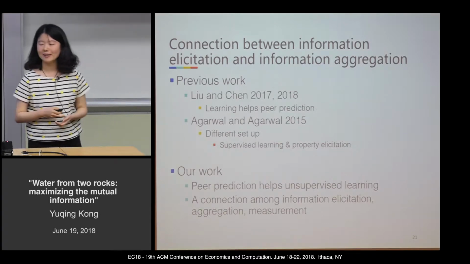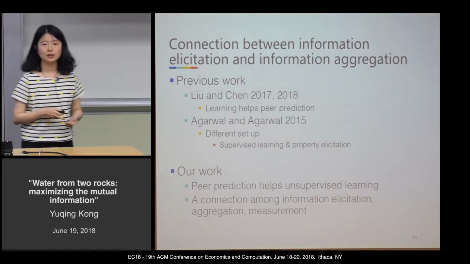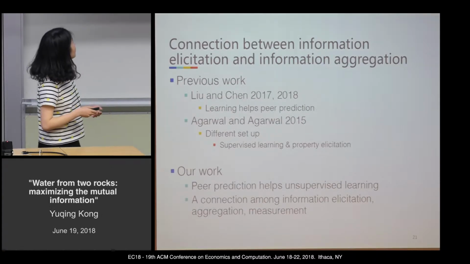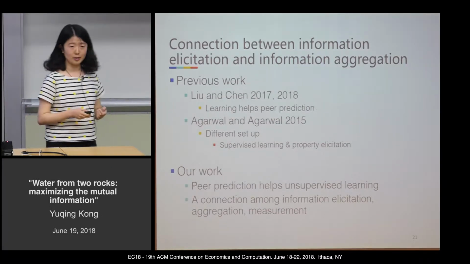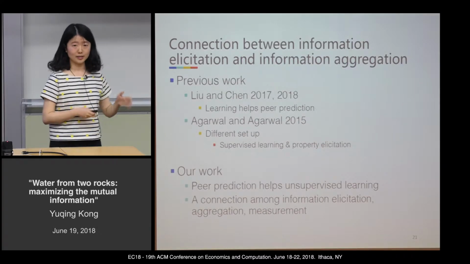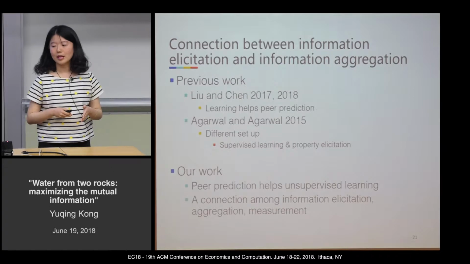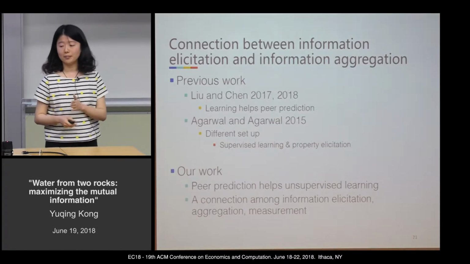To talk about the connection, let's compare with the previous work. In 2017 and 2018, Liu and Chen proposed a very interesting work. They used some clever learning techniques to help design the mechanisms, peer prediction style mechanisms. So they show that learning can help peer prediction.